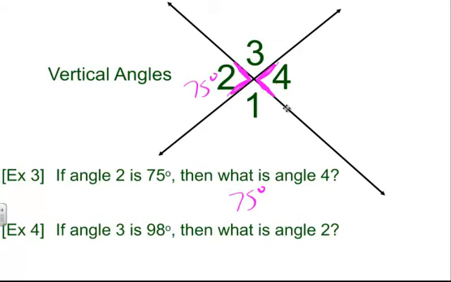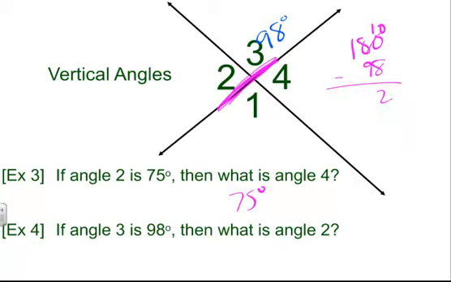Here's where it gets tricky, number 4. If angle 3 is 98 degrees, then what is angle 2? Well, let's get rid of these. We're not under the assumption that that's 75 degrees anymore. If angle 3 is 98 degrees, and with angle 2 that creates a straight line, isn't a straight line 180 degrees? So can't you do 180 minus 98? And you get 82 degrees. Because 82 plus 98 would give you 180, which is a straight line. So if angle 3 is 98 degrees, then what is angle 2? Angle 2 is 82 degrees.